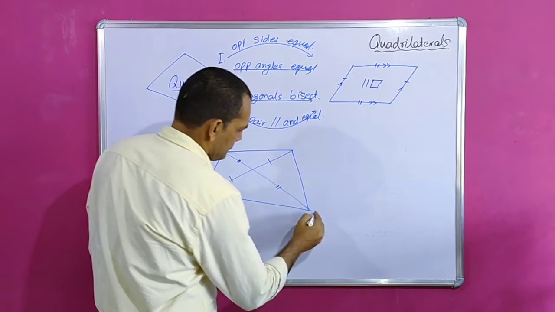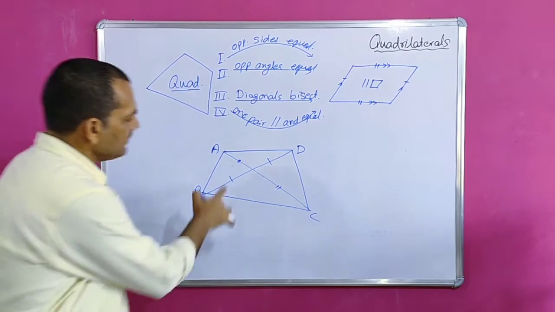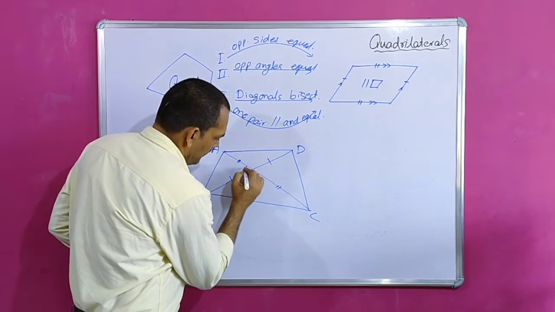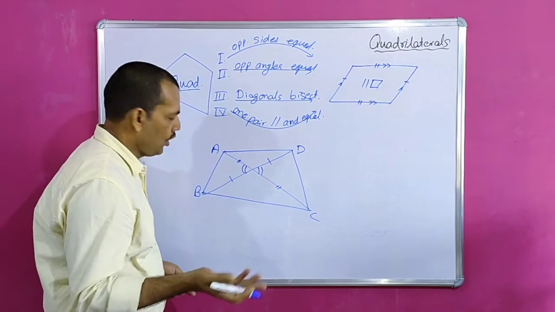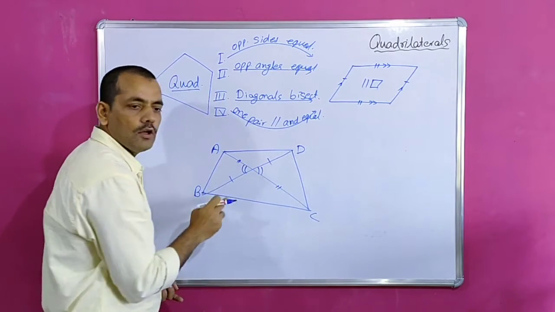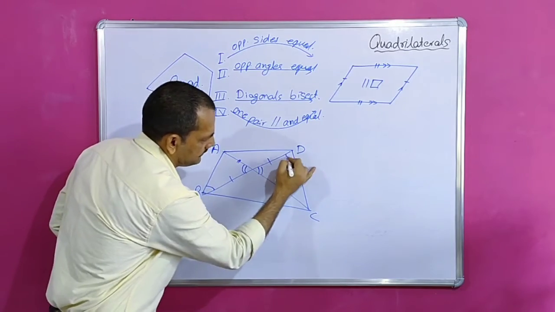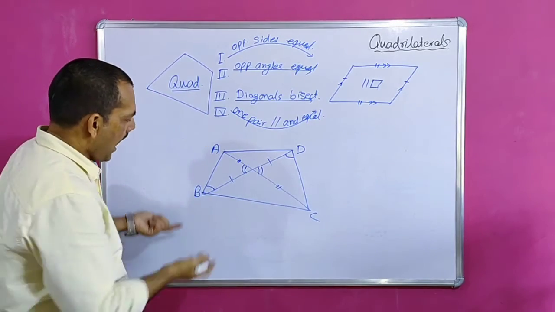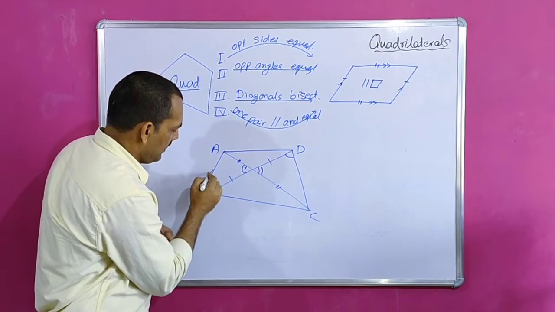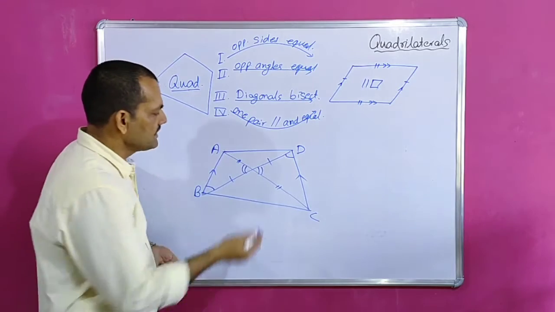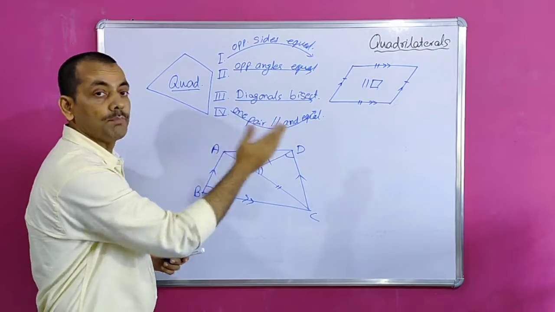A, B, C, D. The moment diagonals are bisecting, and these 2 angles being opposite angles are equal, is it clear? So these 2 triangles are congruent triangles. The moment these 2 are congruent, angles are equal, and AB and DC cut by line BD, alternate angles equal, it means these 2 are parallel lines. Similarly, we can prove the other pair, so ABCD is a parallelogram if diagonals bisect each other.